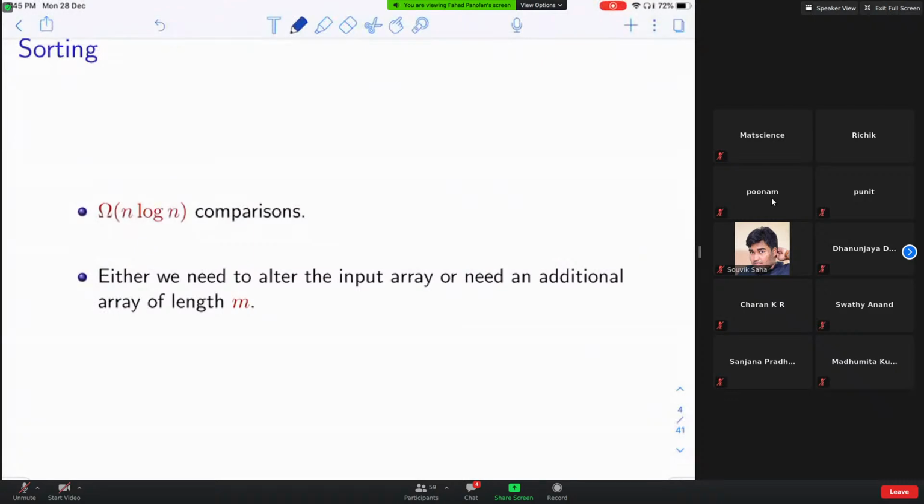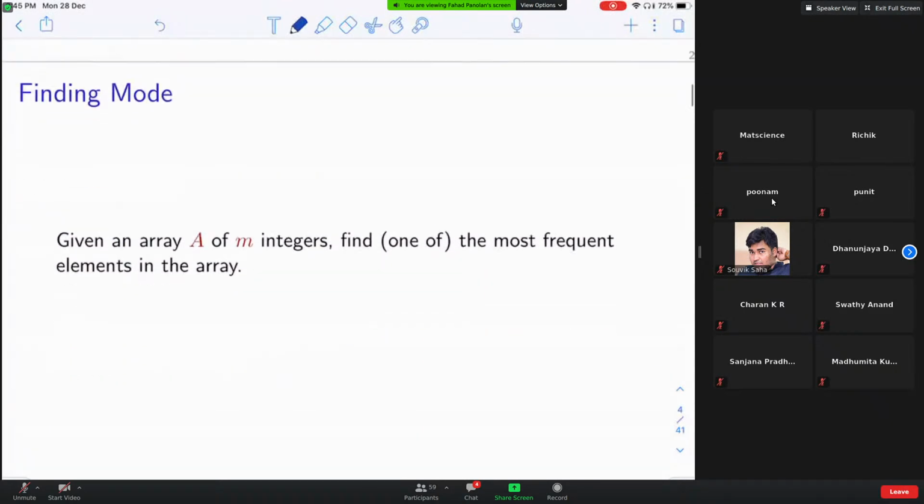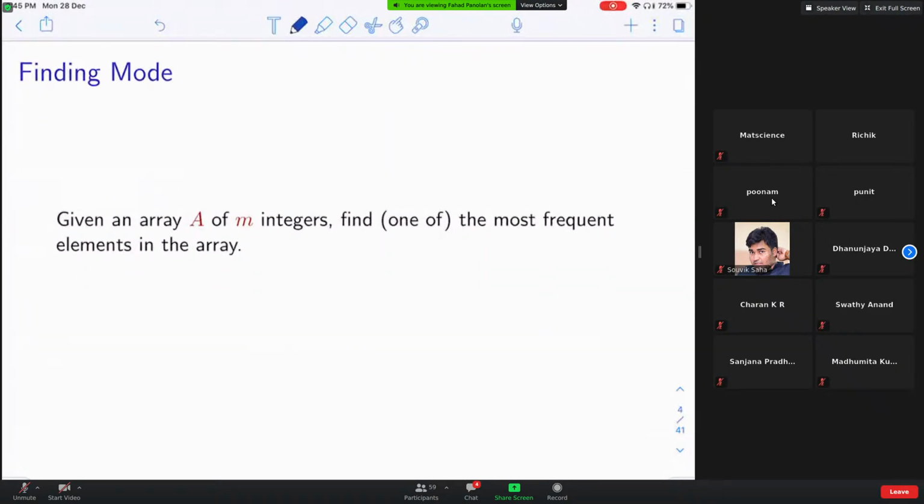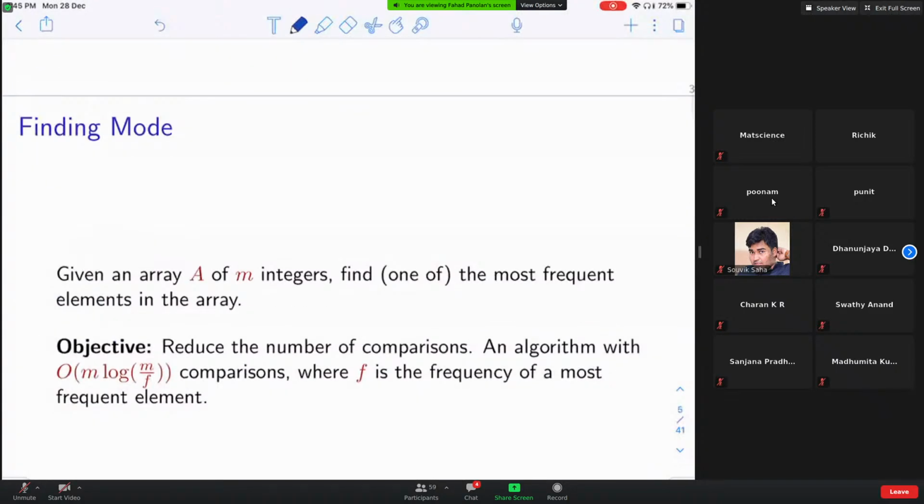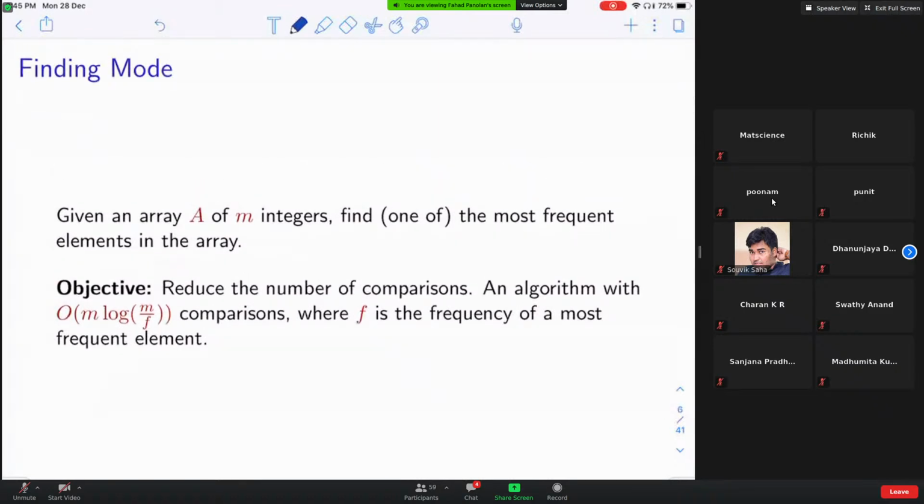Okay, now next we will see how to find the mode of a list of elements in less than n log n comparisons. So next we will see an algorithm for finding the mode with less than n log n comparisons. So this is the objective.